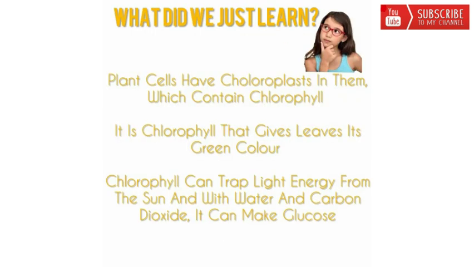What did we just learn? Plant cells have chloroplasts in them which contain chlorophyll. It is chlorophyll that gives leaves their green color. Chlorophyll can trap light energy from the sun, and with water and carbon dioxide it can make glucose.